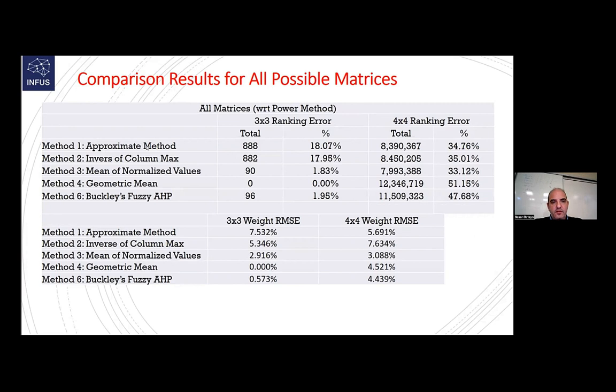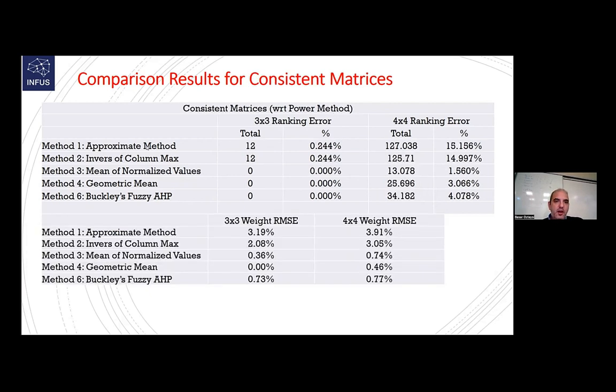So here we can see that in 3x3 and 4x4 matrices, Buckley's AHP performs similar to geometric mean, or at least it has some differences, of course, but it doesn't give a very different result. And when we look at the root mean square error, we can also see that Buckley AHP performs better than some of the other methods, better in terms of being similar to the power method. And in consistent matrices, we can again say that Buckley AHP gives similar results with mean of normalized values, geometric mean, and power method.